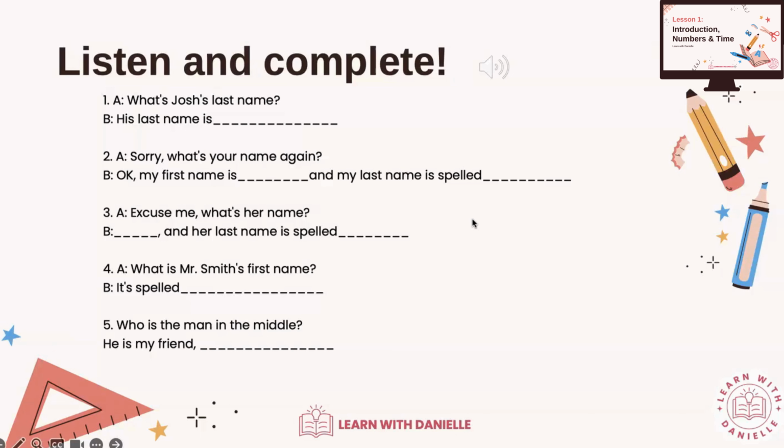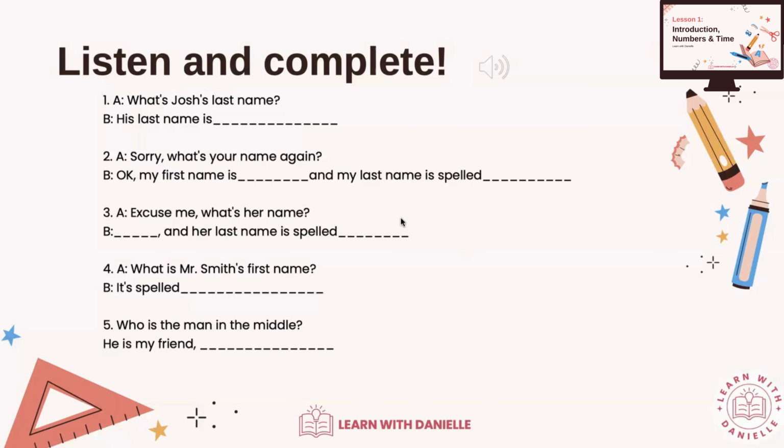What's Josh's last name? His last name is Smith. It's Smith. Sorry, what's your name again? Okay, my first name is Cameron, and my last name is spelled Diaz. Excuse me, what's her name? Diana, and her last name is spelled Serra. What is Mr. Smith's first name? It's spelled Johnsson. Johnson. Who is the man in the middle? He is my friend Alex.